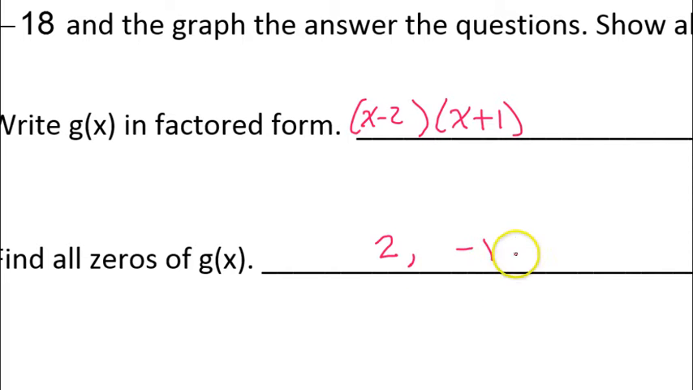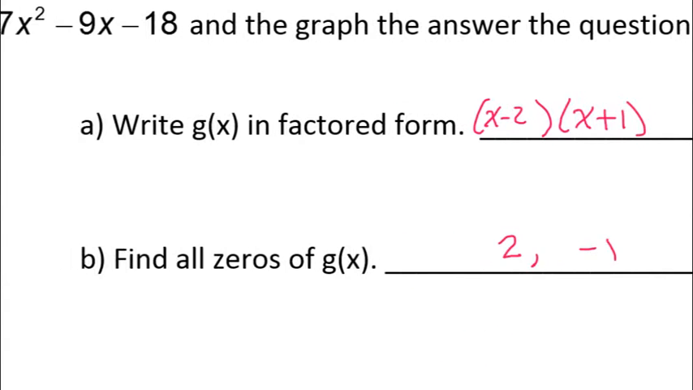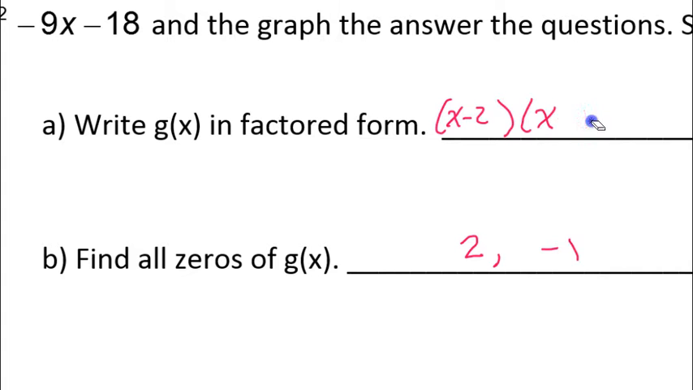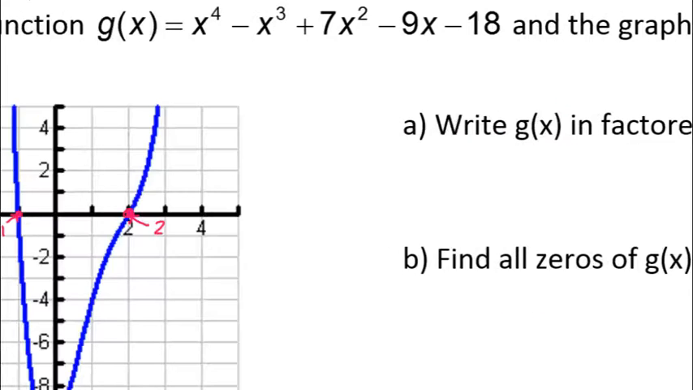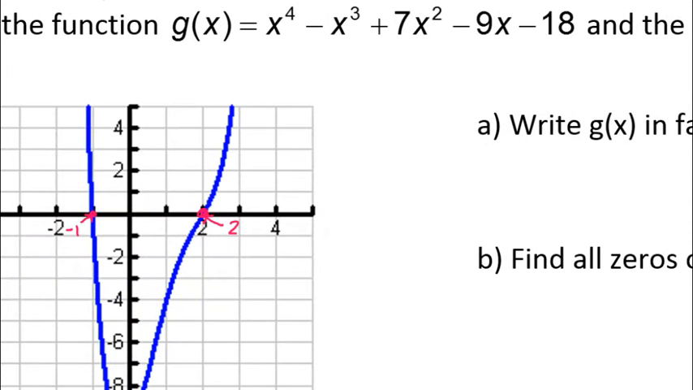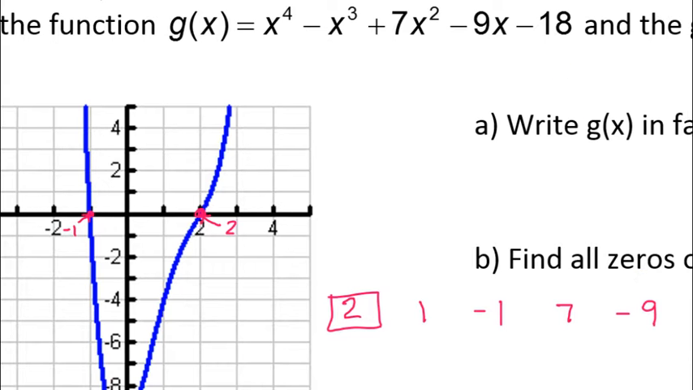Okay, now there should be 4 zeros, so I know there are more coming. But for now, I'm just going to pick one of these. So I know that's coming, but I'm going to start off with the 2. And it shouldn't matter whether you start with the negative 1 or the 2. But I'm going to start with the 2, and I'm going to do my synthetic division and see what happens. Okay, so I'm going to put my 2 right here. That's my first 0. And my coefficients are 1, negative 1, 7, negative 9, and negative 18.